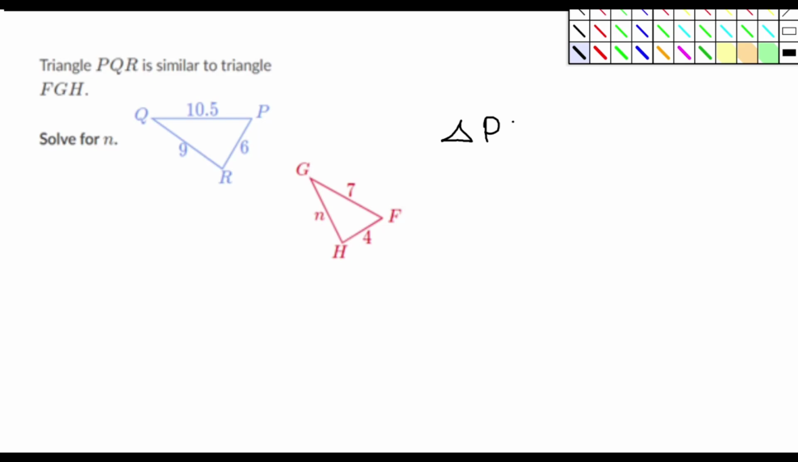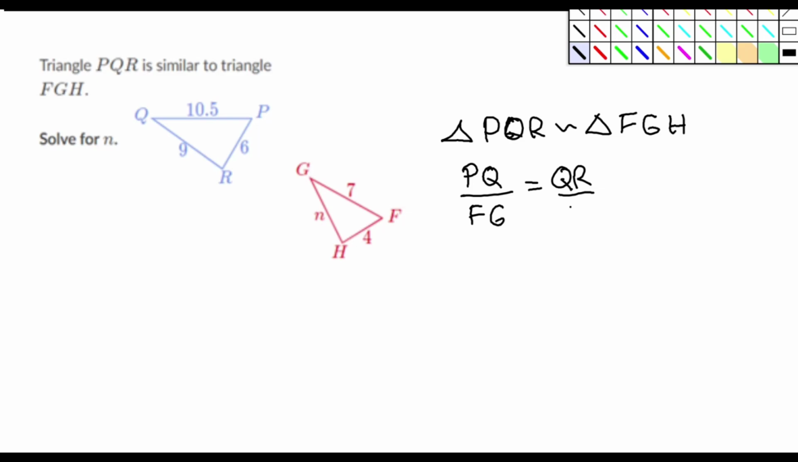So triangle PQR is similar to triangle FGH. And writing the proportions helps me to remember that that's what it means when it's similar. So when triangles are similar, the sides are proportional. So I'm just going to say all my sides are proportional. PQ to FG is equal to QR to GH, which is equal to PR to FH. There we go. Because if triangles are similar, their sides are proportional, and then we just do a little substitution and solve. So this shouldn't be too bad now.